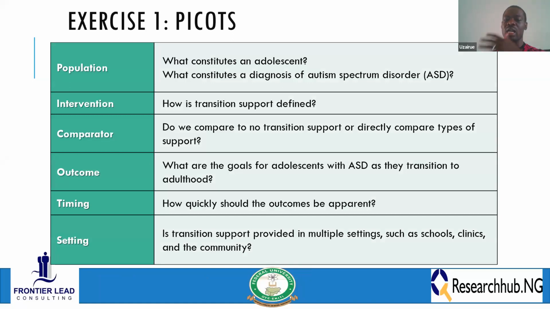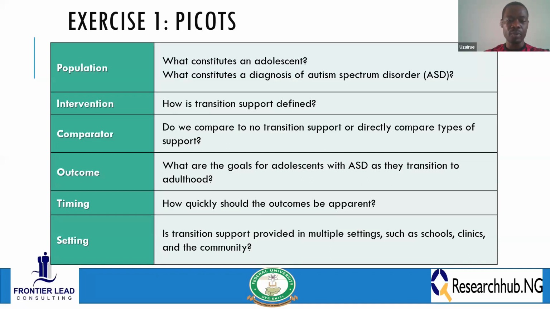The first will be what constitutes an adolescent. What constitutes a diagnosis for autism spectrum disorder? You need to know what those mean before you look at how transition support is defined in this sense. Because if they want to transit into adulthood, there should be a support system that is required, so that support will be available for them to be able to transit into adulthood. Then the next one, do we compare to no transition support or directly compare types of support? That will also be defined by the researcher in this case.